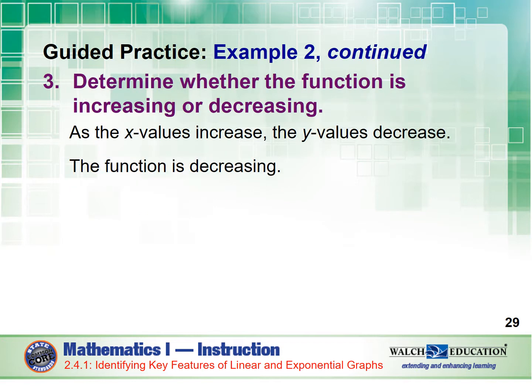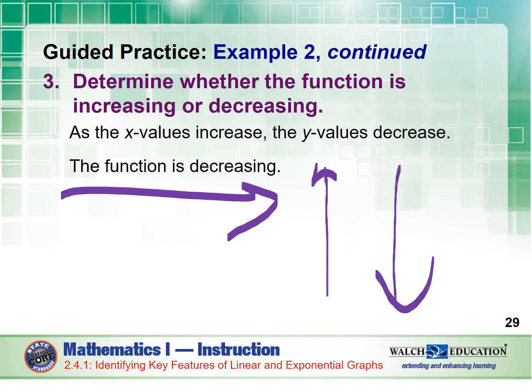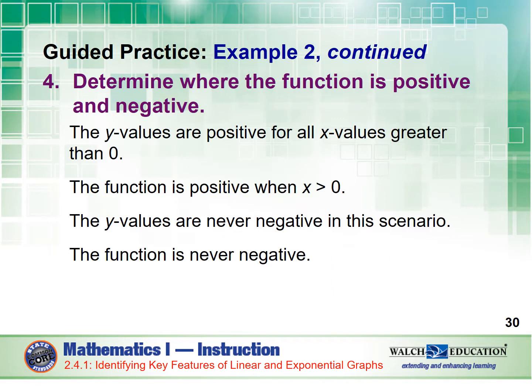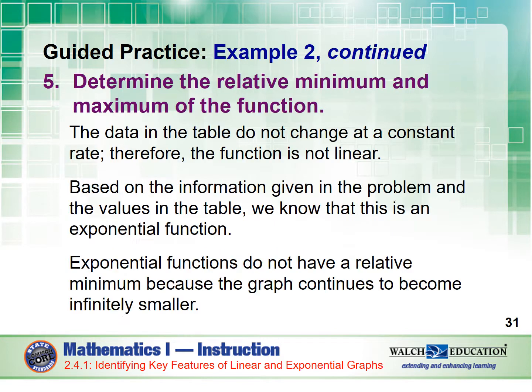Determine whether the function is increasing or decreasing. So we just saw that the y values were going up each time, and the x values were going down. The function is decreasing. Values for y are all positive, for all x values greater than 0. So this function is positive. This function is never going to be negative. So if it were graphed, it would also be in the first quadrant.